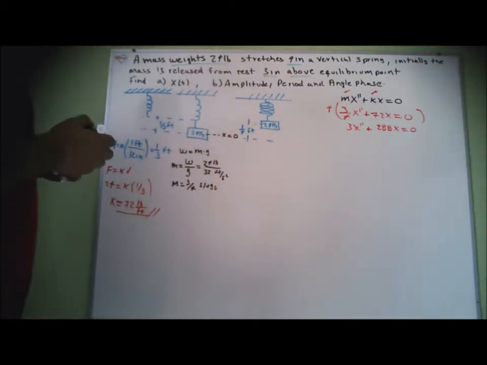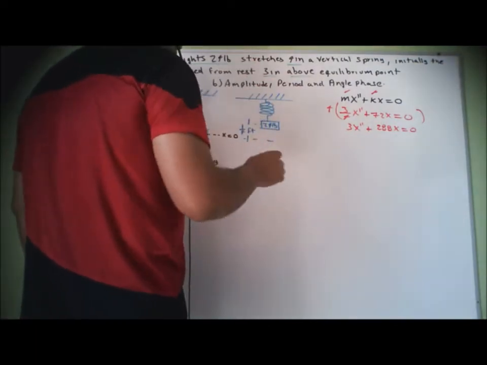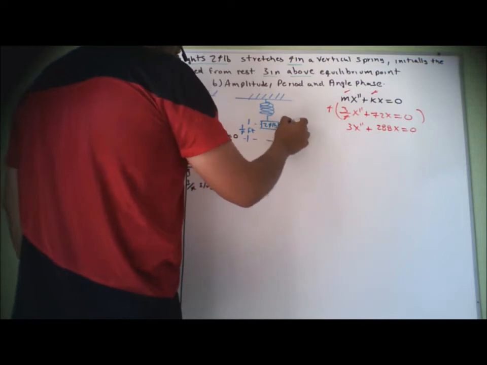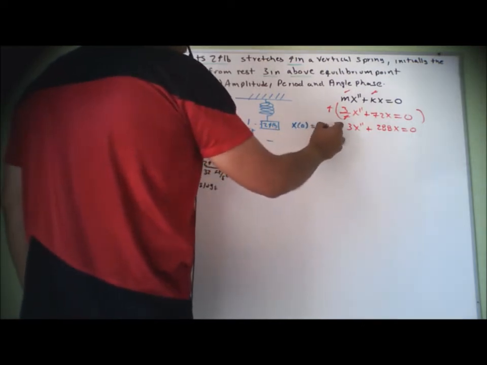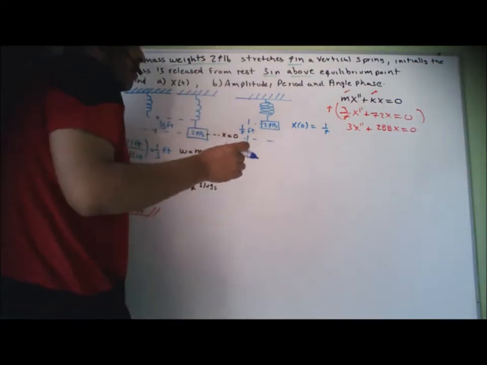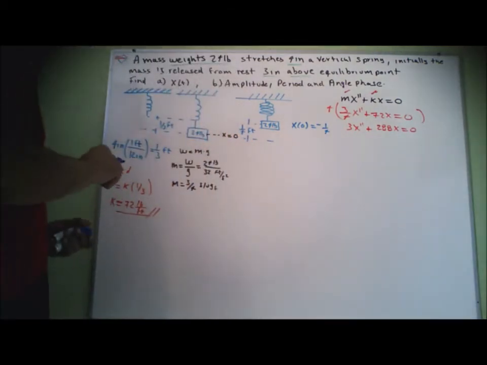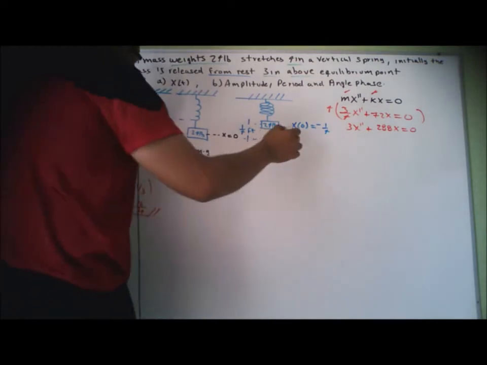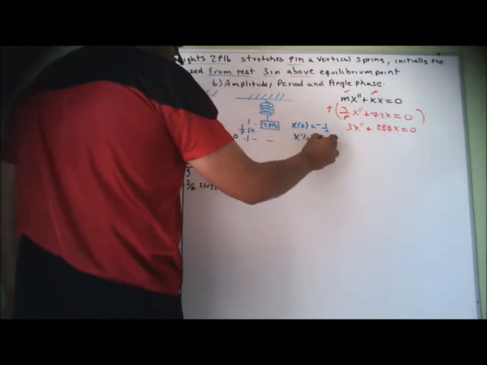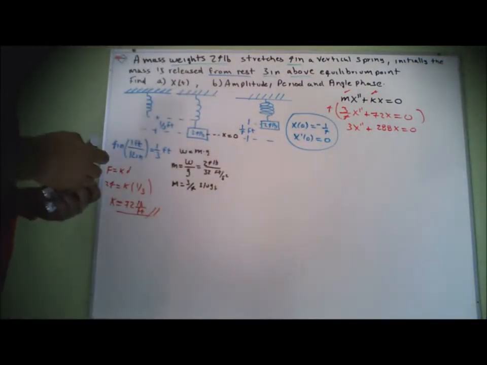Now the important thing here is the word above. Here we have our initial condition: x of 0 is equal to 1/4. Now remember, up is negative, so this is minus 1/4 feet. Another important thing is from rest, so the initial velocity is 0. With this we have our initial conditions to calculate the constants.